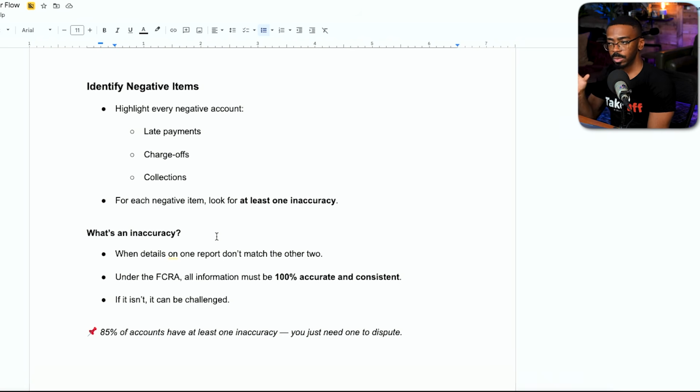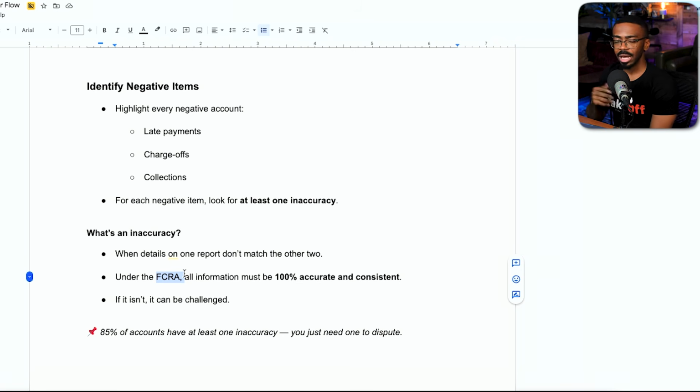So remember, Experian, TransUnion, and Equifax are their own individual companies. They're not all one uniform company that provides you one credit report. You have an individual credit report with each. And whenever you have something that's showing with one of those credit reporting agencies that isn't showing with the other two, that's an inaccuracy that you can now leverage on your behalf. Because by way of the FCRA, which is an acronym that stands for the Fair Credit Reporting Act, all information on your credit report must be 100% accurate and consistent. And if it isn't, then it can be challenged, right?